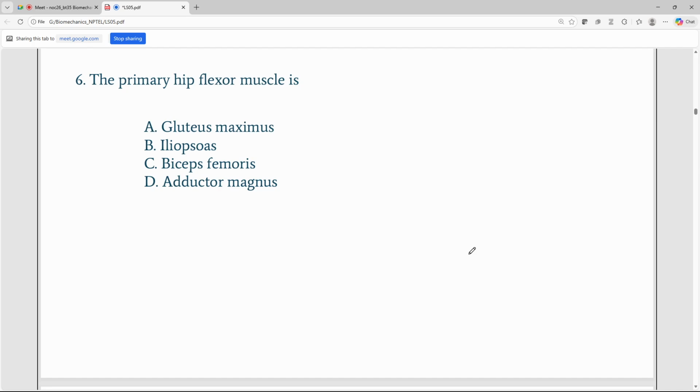Next question. The primary hip flexor muscle is which among the following? Options are option A, gluteus maximus, option B, iliopsoas, option C, biceps femoris, option D, adductor magnus.